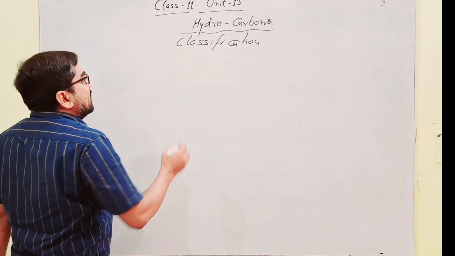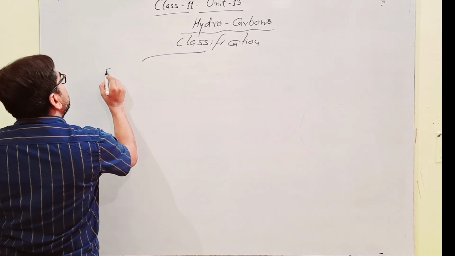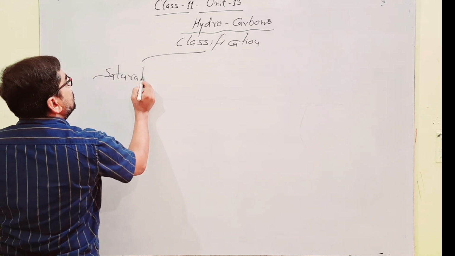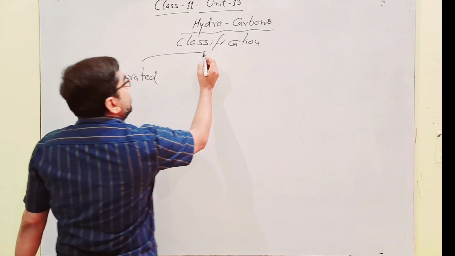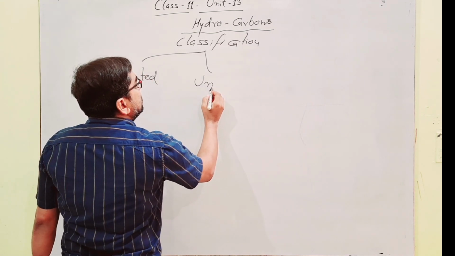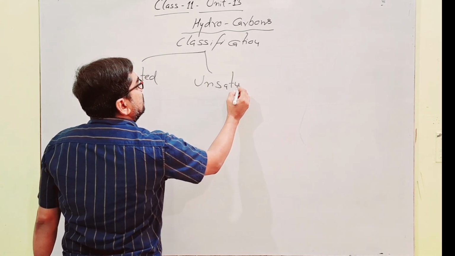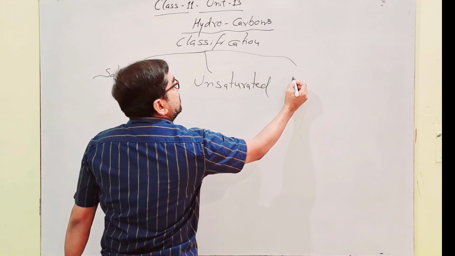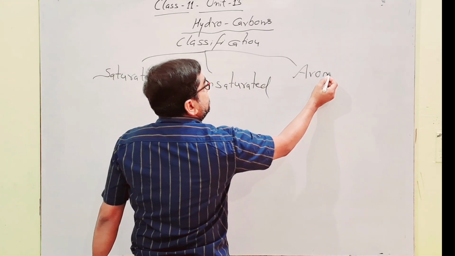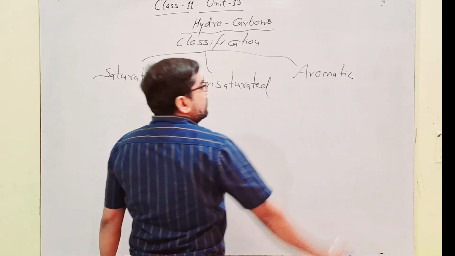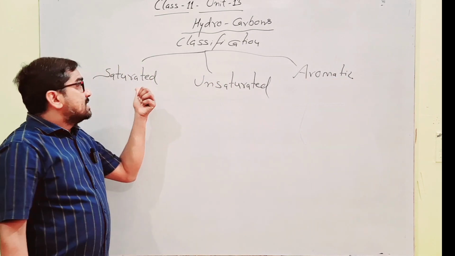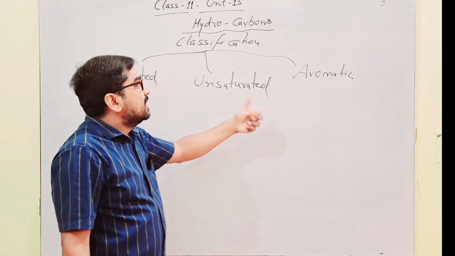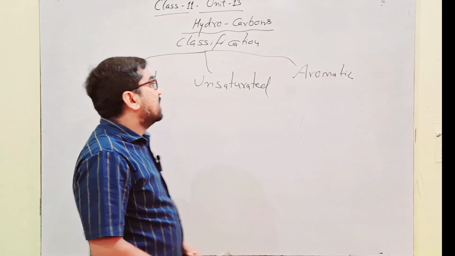Hydrocarbons are classified as saturated hydrocarbons, next, unsaturated, and next one, aromatic. So hydrocarbons are categorized as saturated hydrocarbons, unsaturated hydrocarbons, and aromatic hydrocarbons.